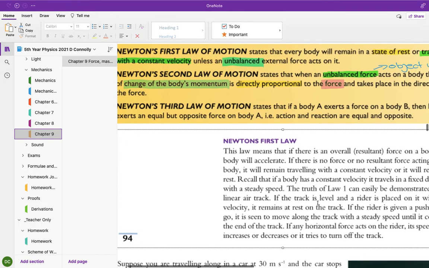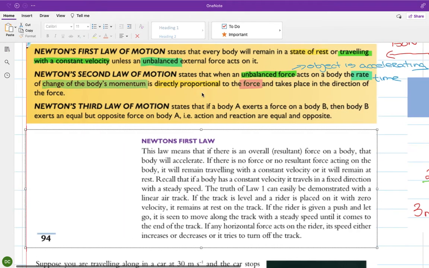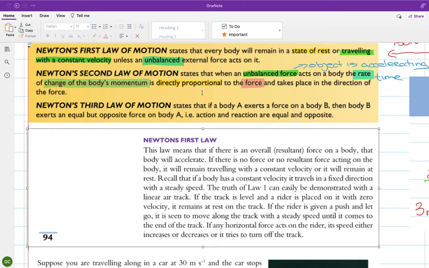And then the last one is one you may have heard of. Newton's third law states that if body A exerts a force on body B, then body B exerts an equal but opposite force on body A. This is generally how people know it, if you've heard it before. Every action has an equal and opposite reaction.